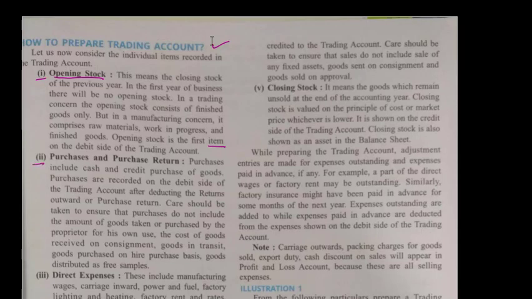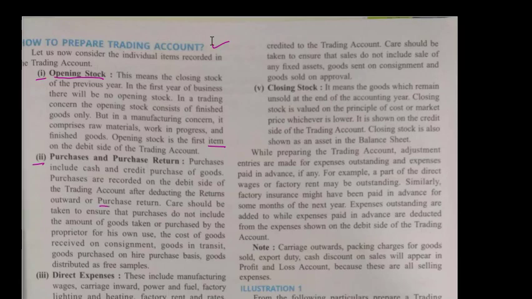The second item is purchases and purchase return. Purchases include cash and credit purchases. You know what cash and credit purchases are. When you pay the amount and purchase something, it is a cash purchase, and when you promise to pay after some time, it is a credit purchase. Whether cash or credit, you record it on the debit side. Purchases are recorded on the debit side of the trading account after deducting the return outward, or purchase return.